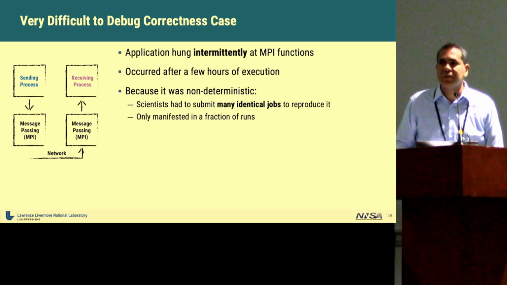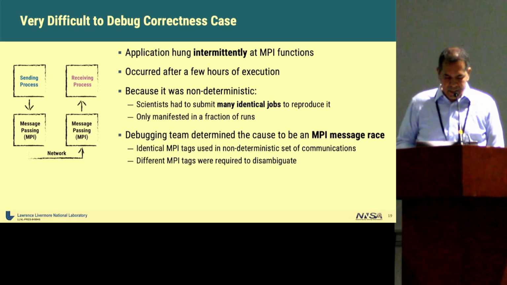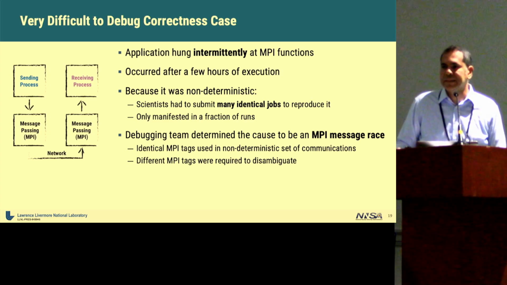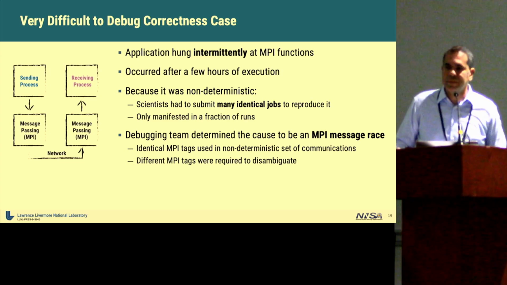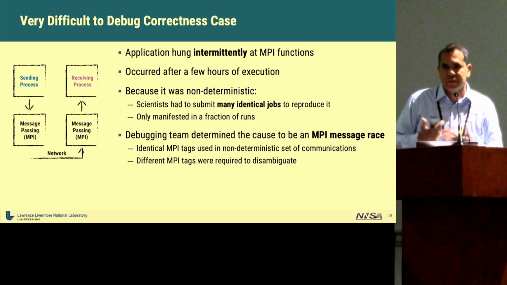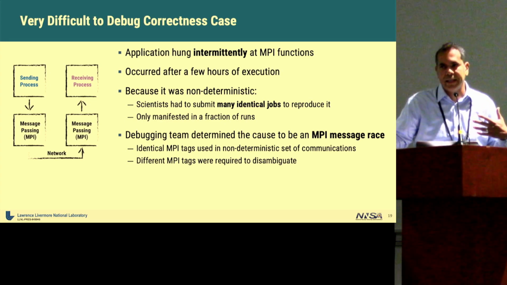Because it was non-deterministic, the scientists had to submit many identical jobs to reproduce the problem and be able to give us a reproducer, because it only manifested in a fraction of runs. And what the debugging team found was that the problem was an MPI message race. Basically they were using identical MPI tags in a non-deterministic set of communications. They had two groups of processes communicating to another process. And to differentiate between these two communications, they should have used different MPI tags, but they were using the same tag.